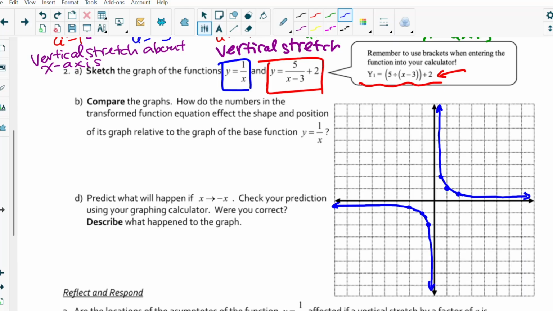Okay, so that's it, and then let me draw some asymptotes here, and some asymptotes here. Okay, that's for the blue graph. Let's draw the red graph.